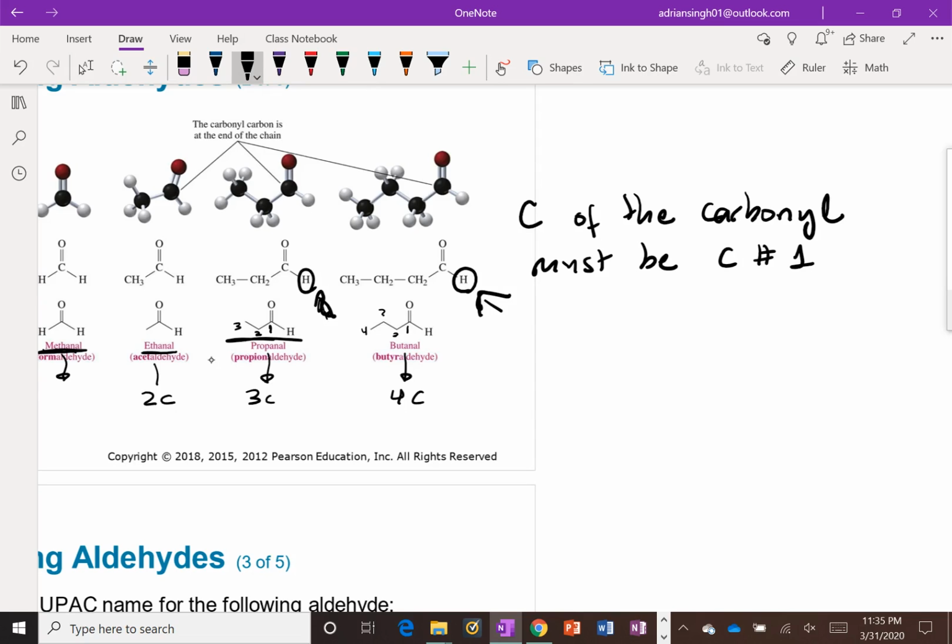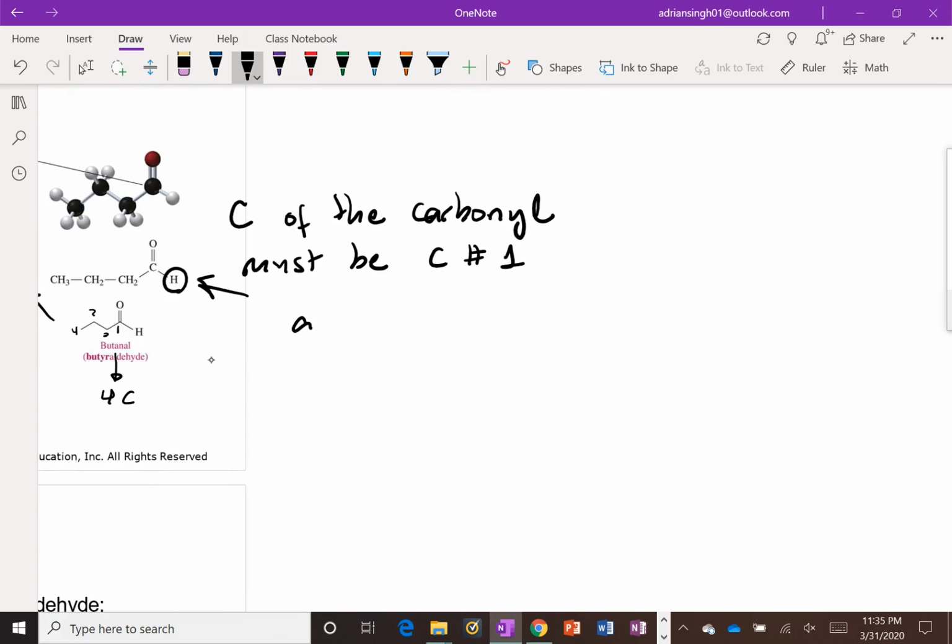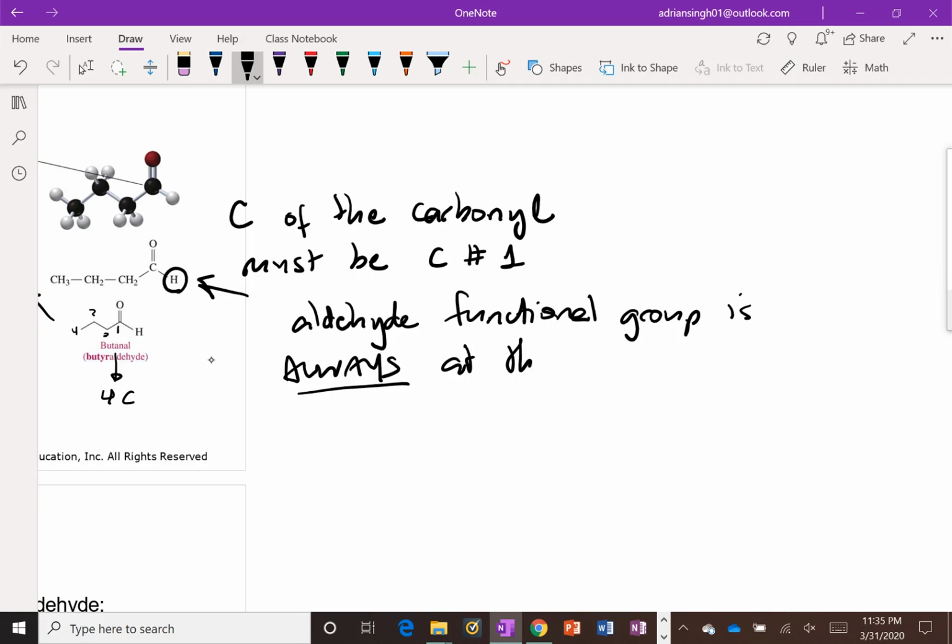The carbonyl is always going to be at the end of a compound for an aldehyde, right? There's nothing else attached on this side in any of these, right? So the aldehyde functional group is always at the end or the terminus of the molecule.